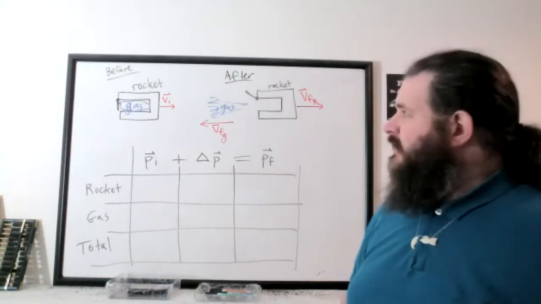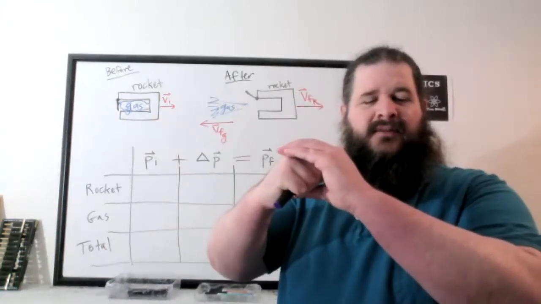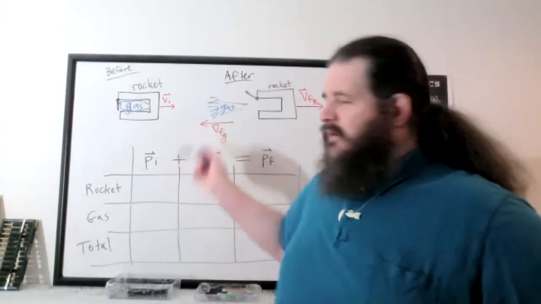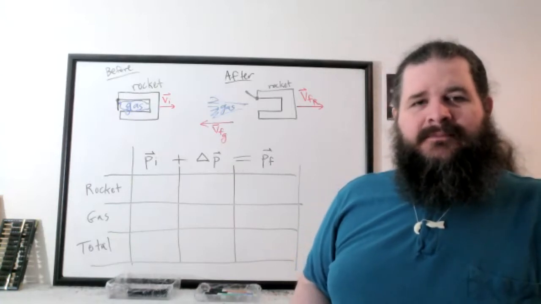Yeah, mass times velocity. And since the rocket and the gas are together at the beginning, they're going to have the same initial velocity because they're moving together. The gas is enclosed inside the rocket. Does that mean they have the same initial momentum?